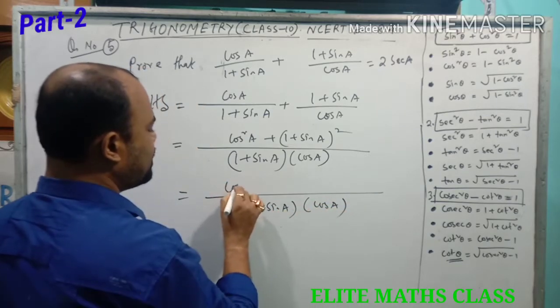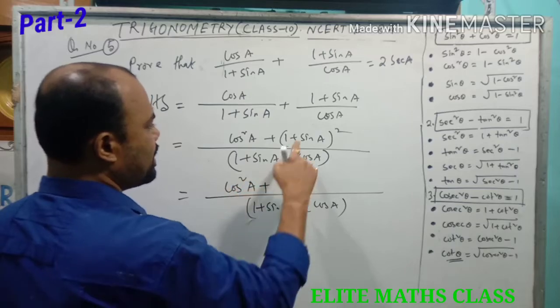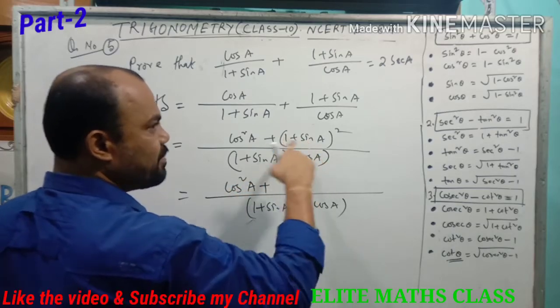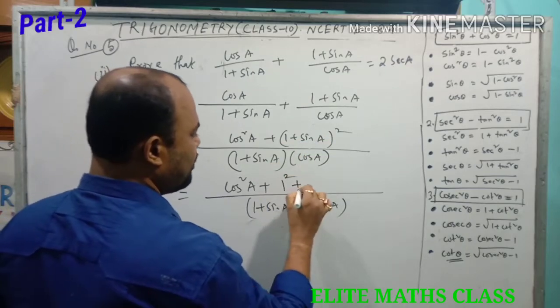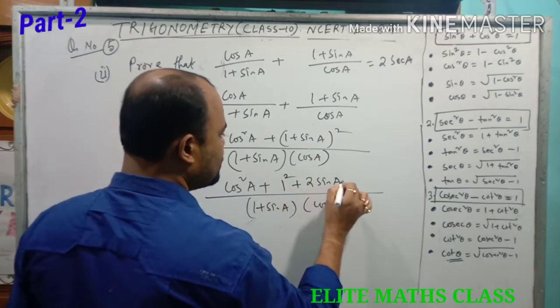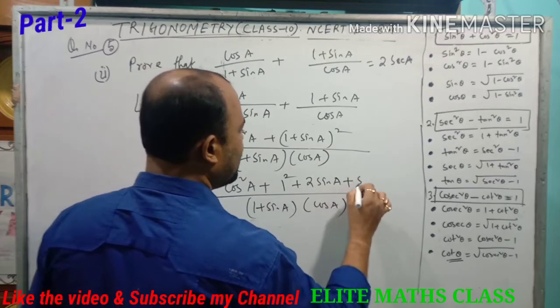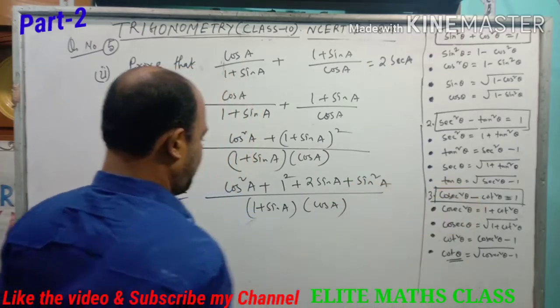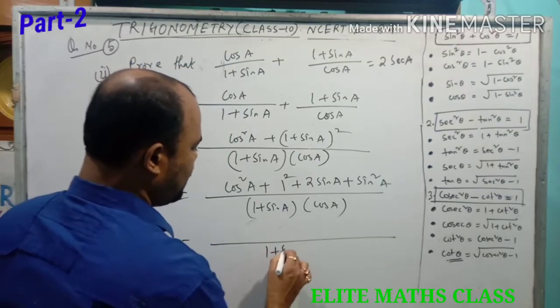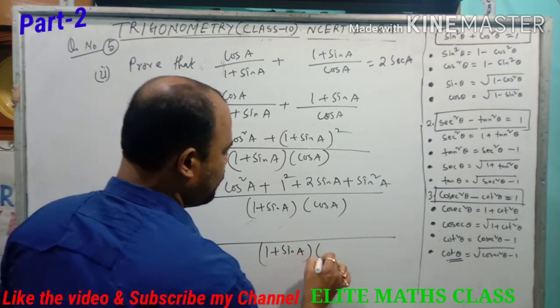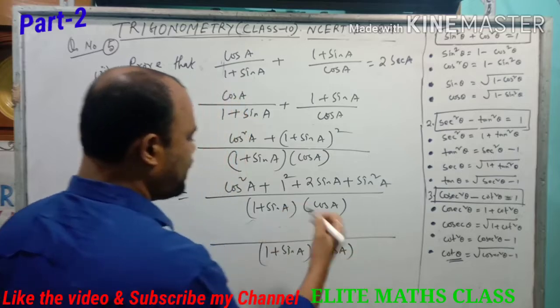Now see here in the numerator part it is cos square a. Here what can we do? Just break the whole square. So it will be a plus b whole square, means a square plus 2ab, that is 2 into 1 into sin a, plus b square, that is sin square a. Here also nothing to do in the denominator part.